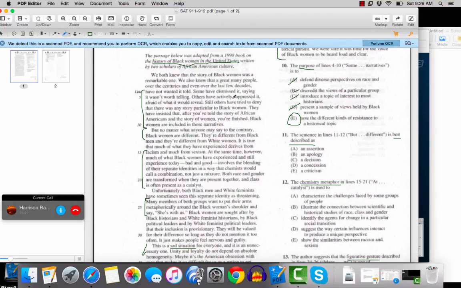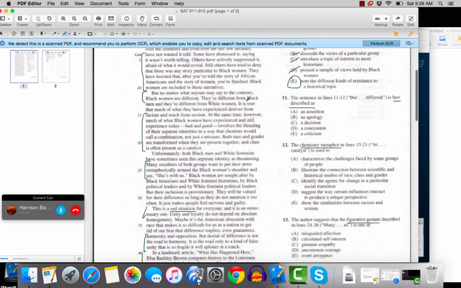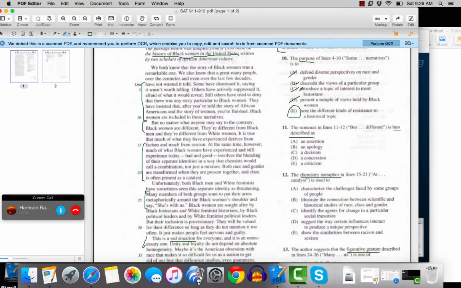So let's try it again. Again, cover up the answers. This time I'll read the question aloud and then you put it in your own words, just a really simple phrasing of it. Okay. So the sentence in lines 11 to 12 is best described as... What best describes the sentence in lines 11 through 12? Great. Right. What best describes, or how do we best describe this sentence?